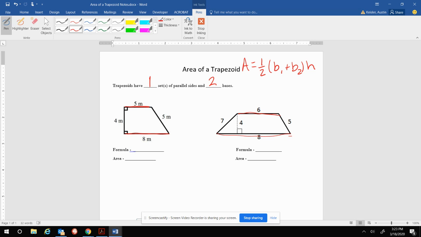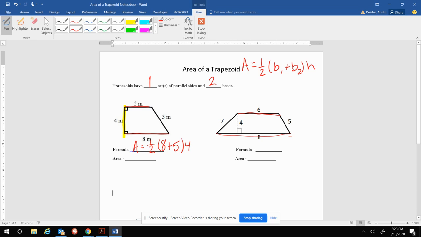So we're going to tackle this the same way we do triangles and parallelograms. We're going to start by writing our formula with our values plugged in. So I'm going to start with 1/2. My two bases are 8 and 5. It doesn't matter what order we write those in. And then the height, remember we said we're going to look for the right angle. Well, I have two right angles over there. So my height is going to be 4.